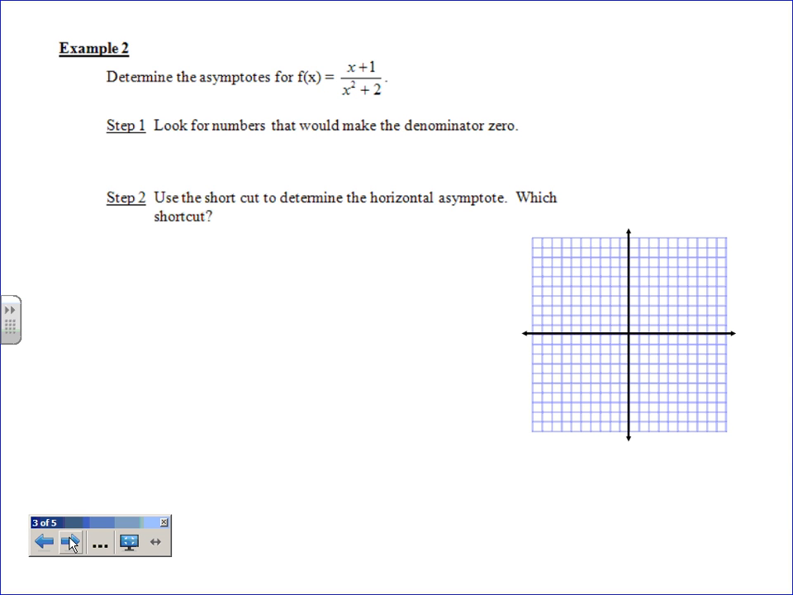Do you agree it's rational? Yes. There is a variable in the denominator. In fact, that variable is squared. Does this one look more complicated or less complicated than the last one? Less? Okay. Look at the numbers that will make the denominator 0. Because remember, the denominator 0 is bad.